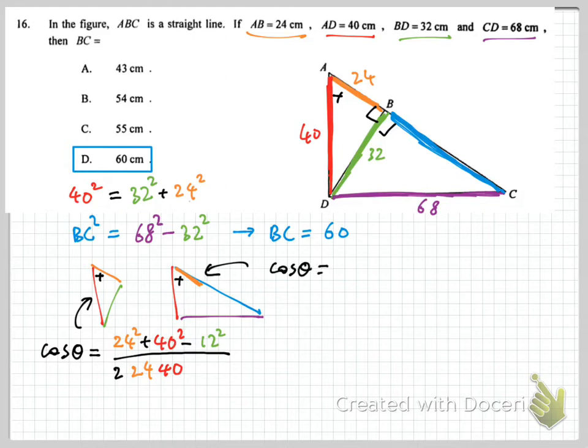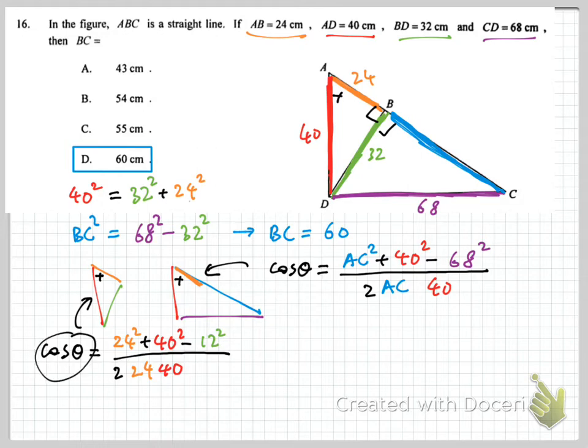Then we have cosine theta will be, the whole AC, I don't know how long AC is, so I have to put that in as AC squared, plus 40 squared minus 68 squared, divided by twice AC times 40. So we can use the cosine formula to express the same angle in 2 different triangles. Of course, this cosine theta is the same as that cosine theta, so we can equate the 2.